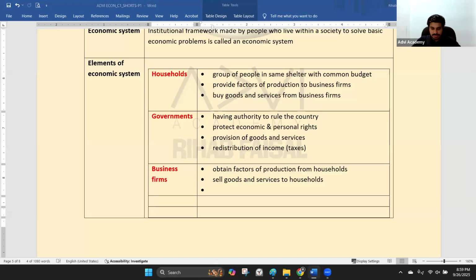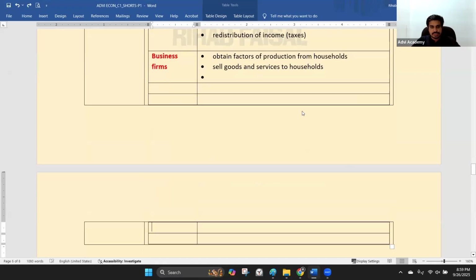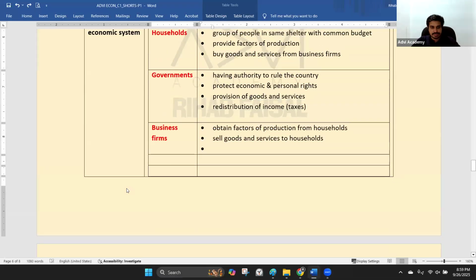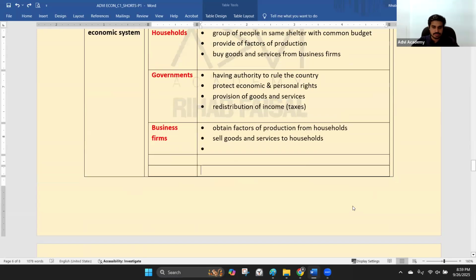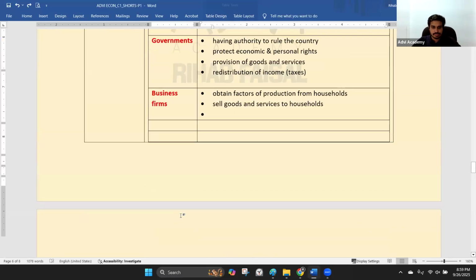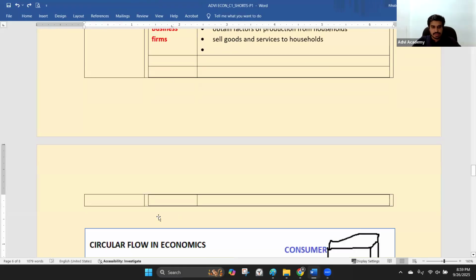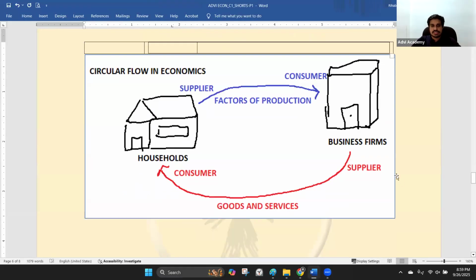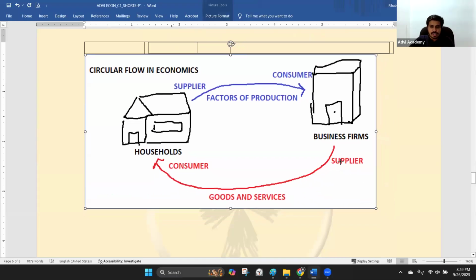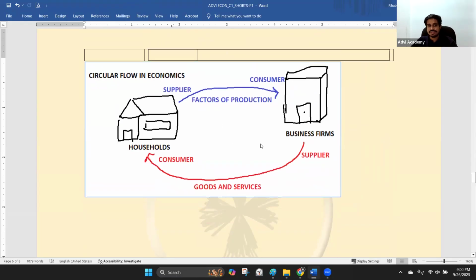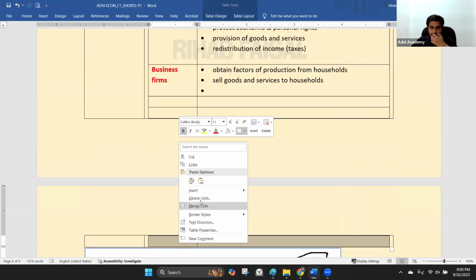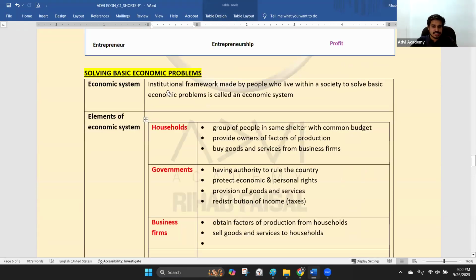Circular flow. You can remember this in the form of this diagram. Like this. Circular flow, factors of production. Households give factors of production to business firms. Business firms give goods and services to households. You will have to remember this, what we call the circular flow. Put this on the next page.